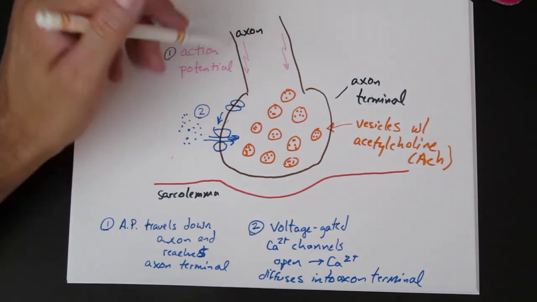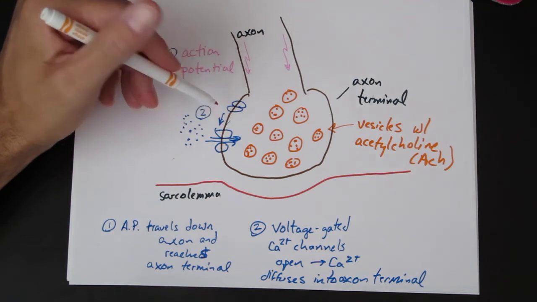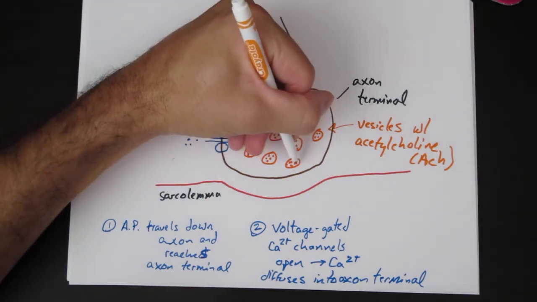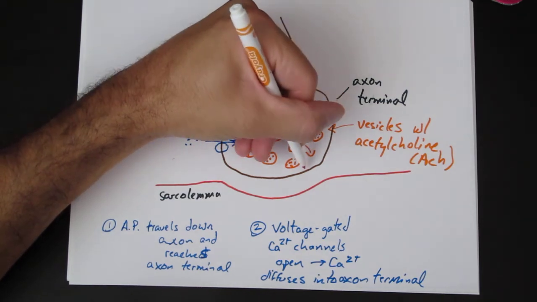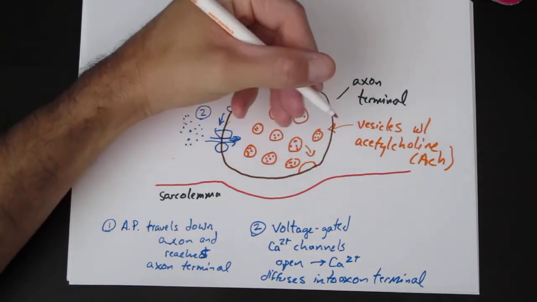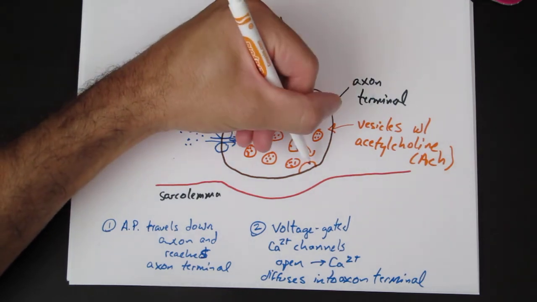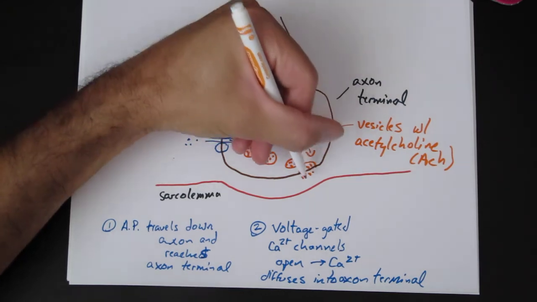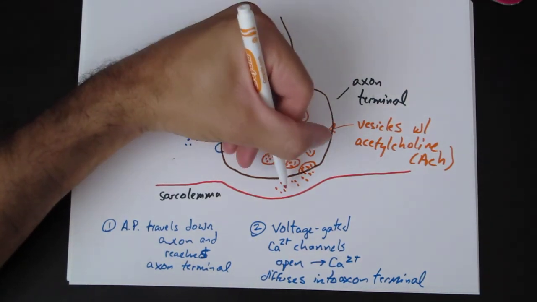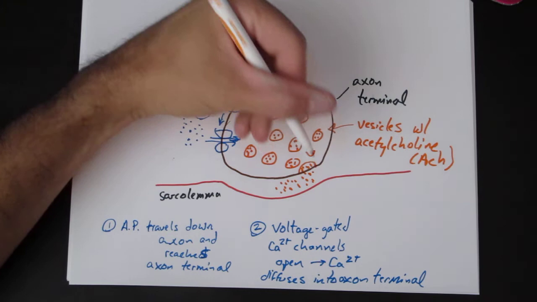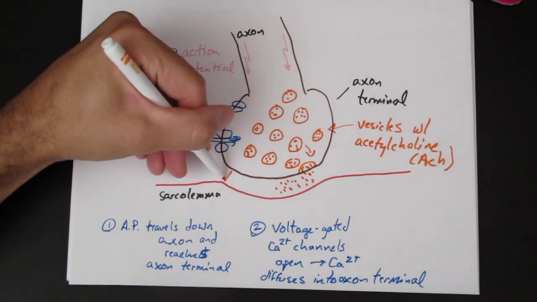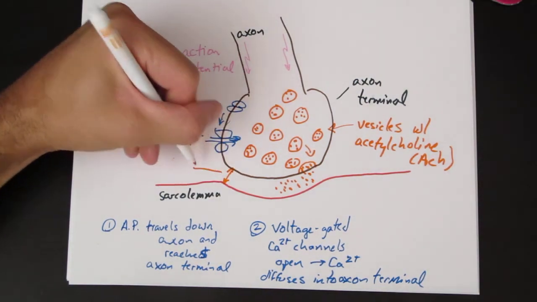What's going to happen is that when calcium rushes into the cell, it triggers the exocytosis of these vesicles. So we have exocytosis occurring. We have these vesicles fusing with the membrane of the neuron, and the contents of those vesicles are going to be dumped into this space. Anytime we have a junction between two cells, that's called a synapse. And this particular space right here is called the synaptic cleft.